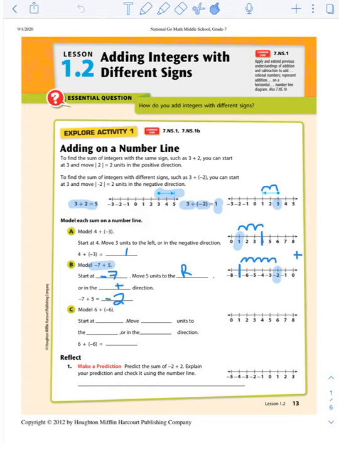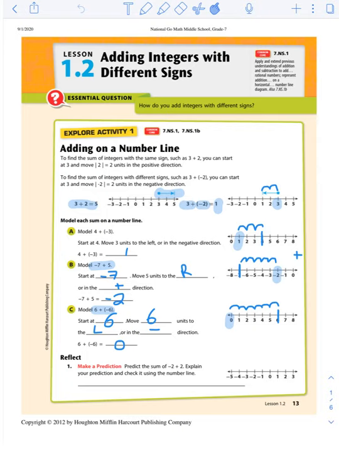All right, this is where I encourage you to pause the video, see if you can do C by yourself, and then play the video to see if you got it right. All right, so we're going to model 6 plus negative 6 on the number line. We're going to start at 6 and move 6 units to the left, or in the negative direction. So start at 6, move 1, 2, 3, 4, 5, 6, and we ended at 0. So our answer is 0.